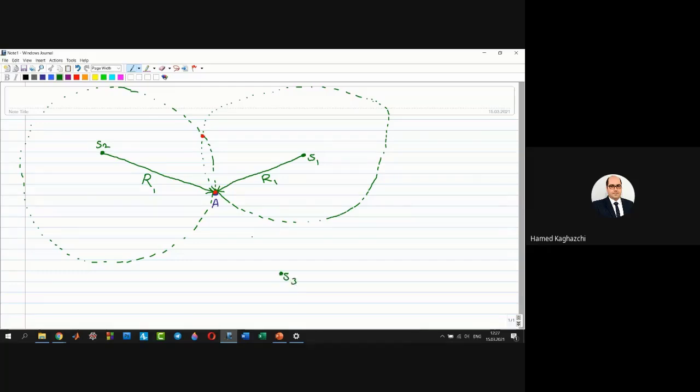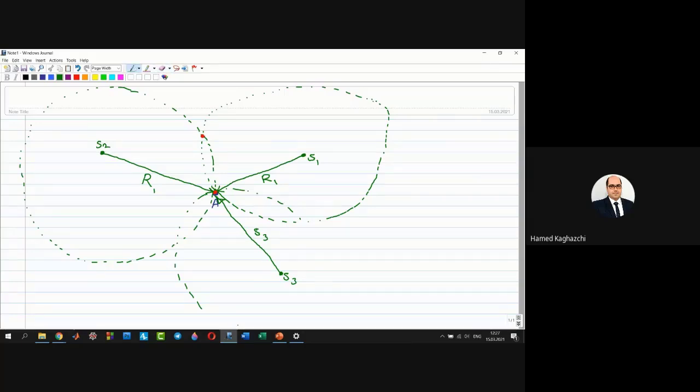S3. Again, our device received this signal, which is called S3, and also this R3 is a, oh, it's wrong actually.